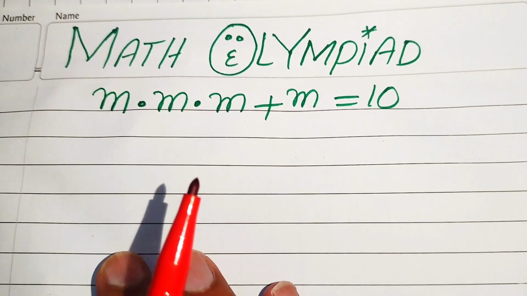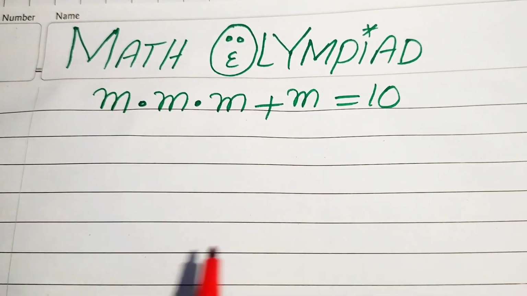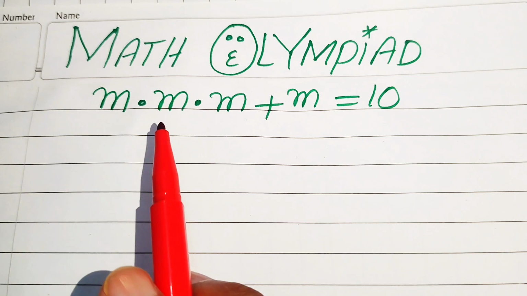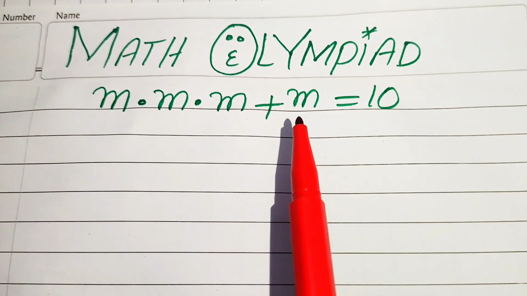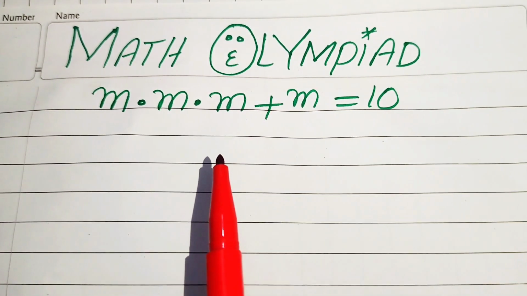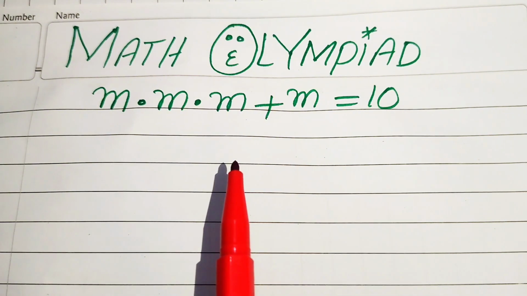Hello everyone, welcome to solve this math Olympiad algebra problem. Here we have m times m plus m equals 10, and we solve this problem for the values of m.